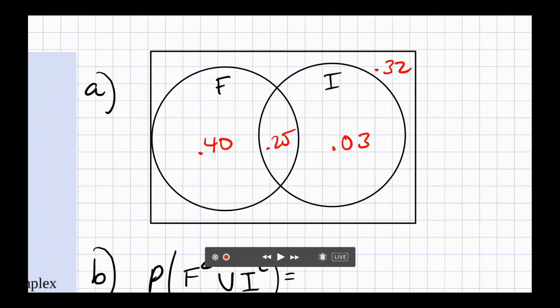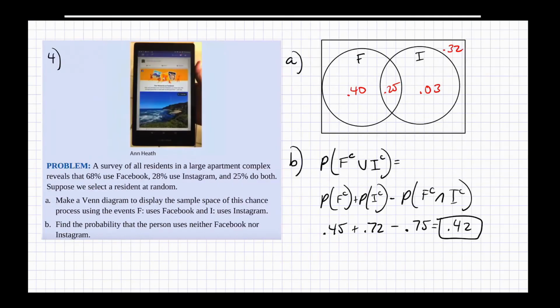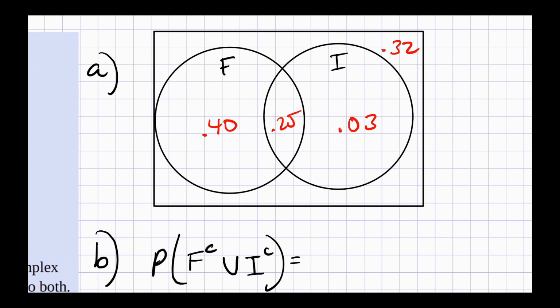So let me put this one back up. Okay, I still did the math wrong. So what does it say? In the middle is 25% both, and then it says 28% use Instagram. So that means 3% are in just Instagram. And 68%, oops, that should be 3, yeah, thank you. And then that adds up to be, so this should be 29 on the outside. Thank you. Okay. There you go. That's part A.